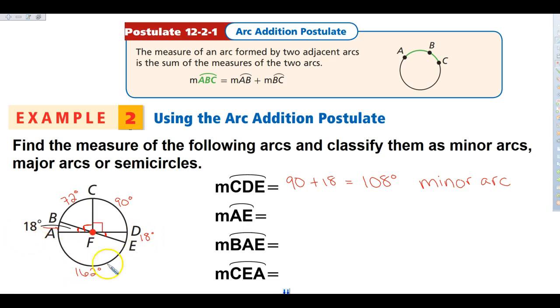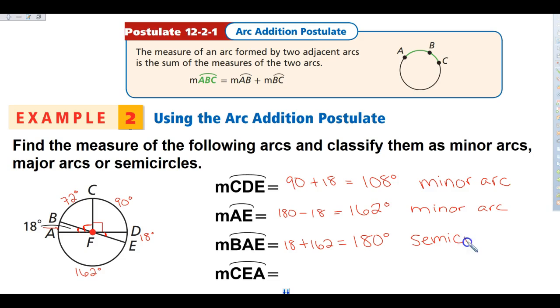All right, we already found that the measure of arc AE was 162 degrees, and the way that we got that was by doing 180 minus 18. All right, so that gave us that 162. That is also less than 180, so it is also a minor arc. Now, let's look at the measure of arc BAE. So we're going from B to A and around to E. So that's going to be that 18 plus 162, and that's going to give us 180 degrees. So since it's 180 degrees, it is a semicircle.